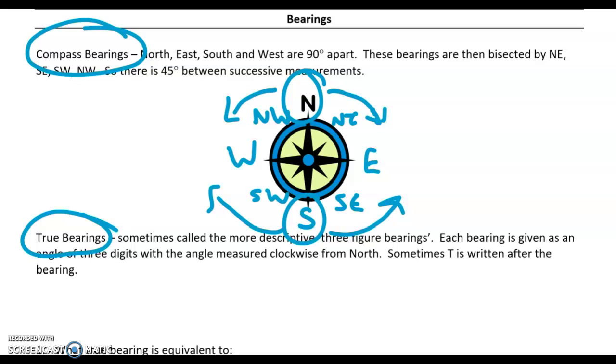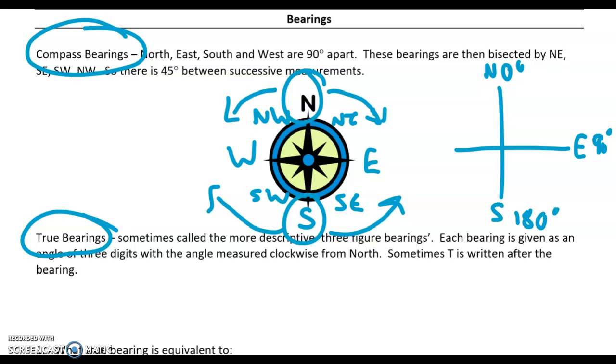All right, true bearings, well, that's the amount of turn from 0. And so north would be 0 degrees, east 90 degrees, south 180 degrees, and west 270 degrees, which then winds us back around to north, also being the point of 360 degrees. So it's the amount of turn from north.